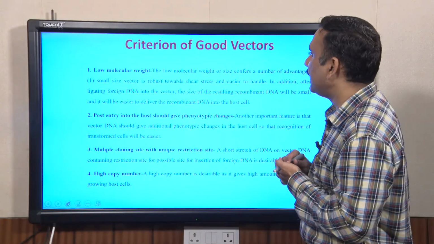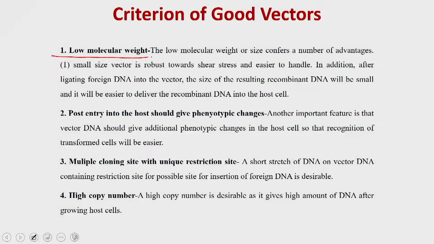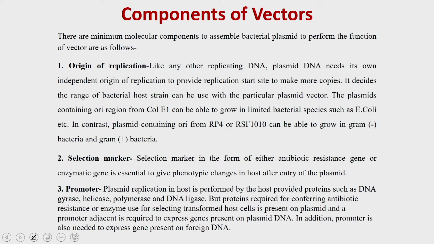So, what are the different criteria? The vector should be of low molecular weight. The vector should give you phenotypic changes when it enters the host, which means it should give you antibiotic resistance, or some color or something like that. Then it should have multiple cloning sites, so that you can integrate the foreign DNA, and it should be of high copy number, so that your desirable product is more.